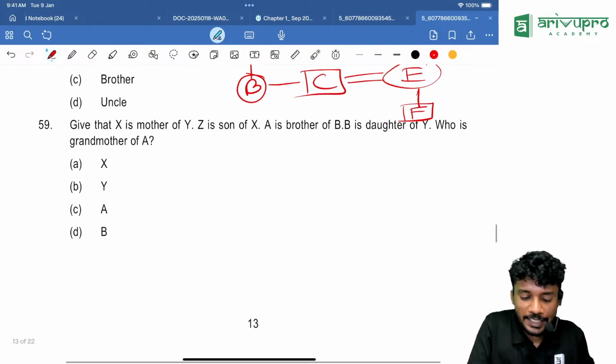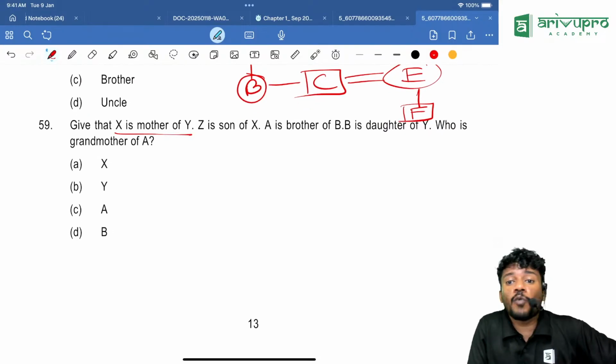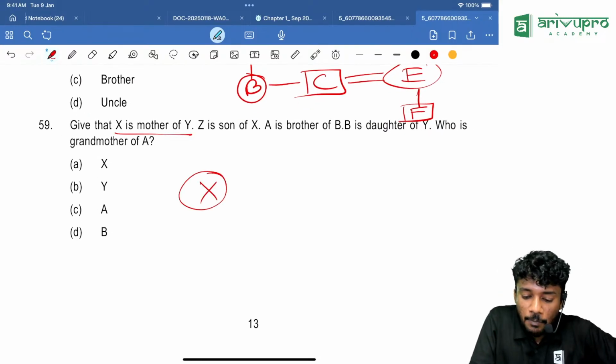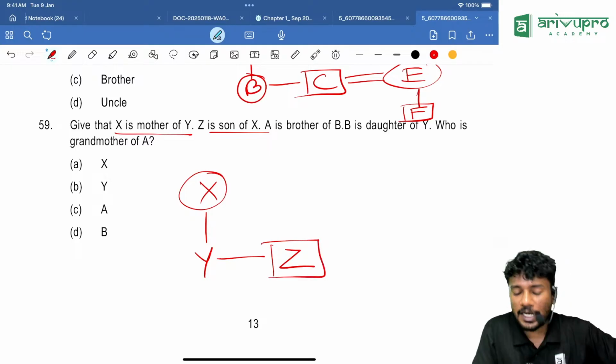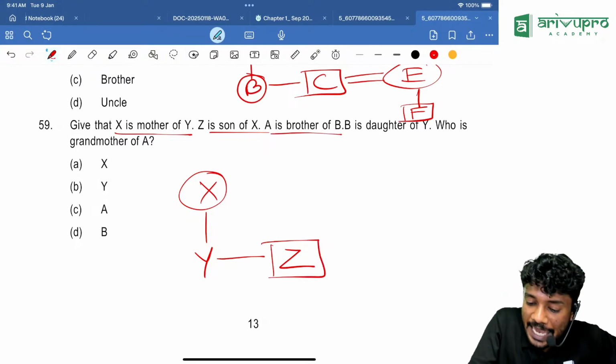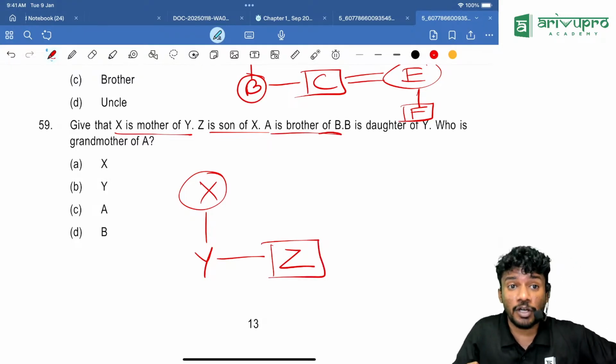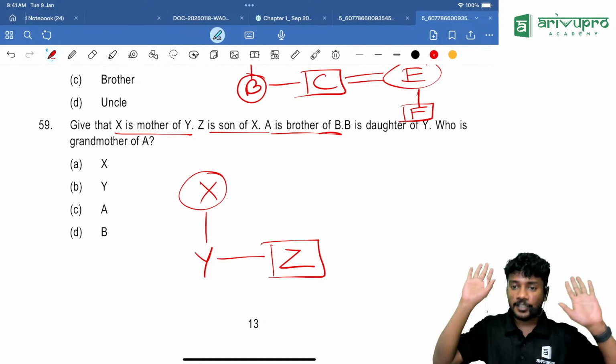Next one. Given that X is mother of Y. Z is son of X. That means Y and Z are siblings. Then A is brother of B. Can you connect over here? Anyone? Can you connect it? No. So let it be there.